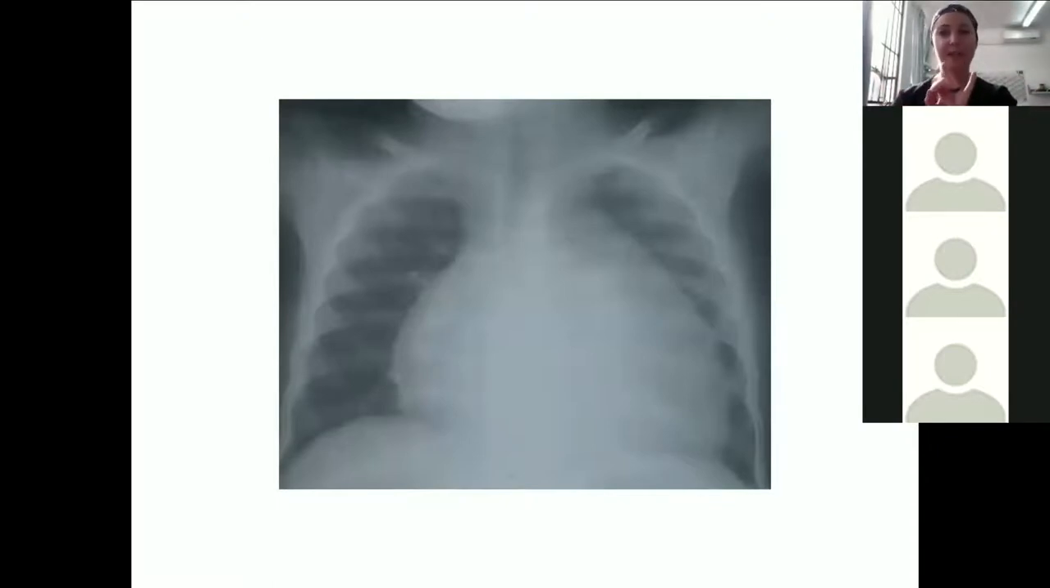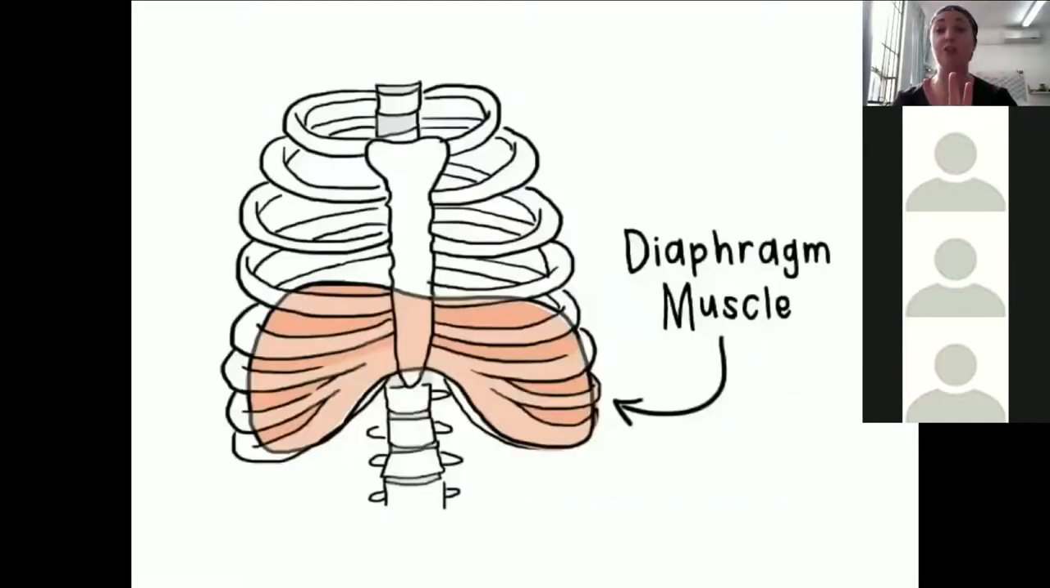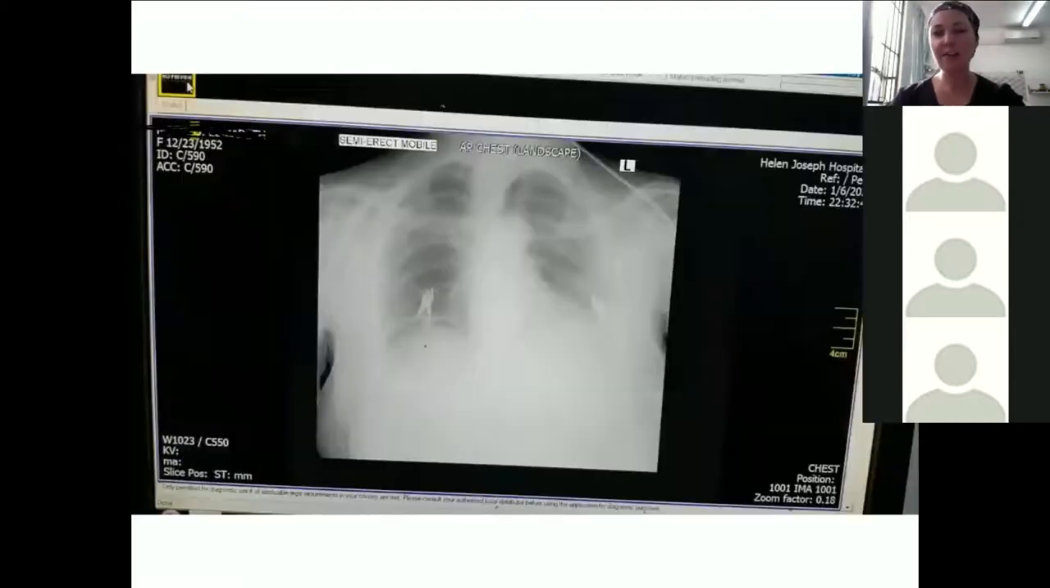Okay, so A, B, C, next one's going to be D, and that's your diaphragm. When you have a look at the diaphragm, you want to have a look and see, is there something unusual below the diaphragm? Or is there something unusual above the diaphragm? So let's pull this one up.